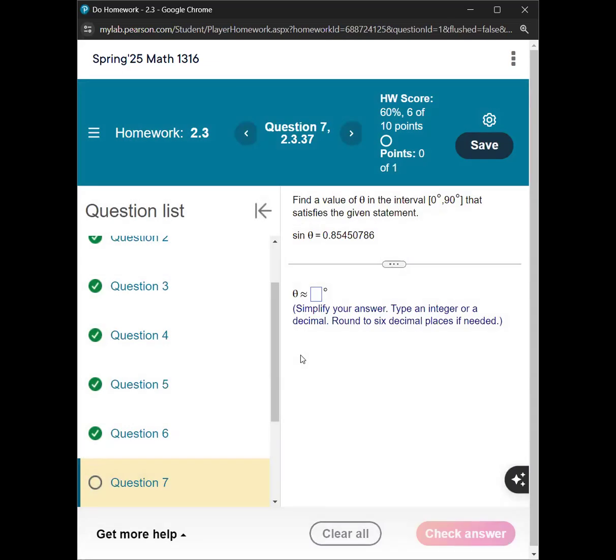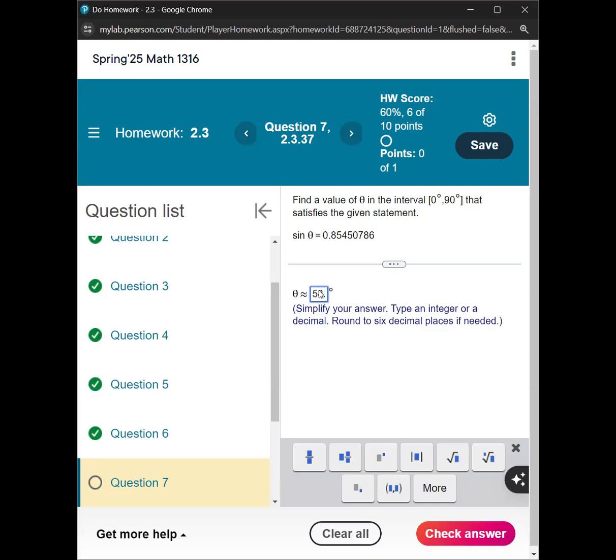Next question is, we have the sine of theta and we need to find the theta. So this part is going to change because we're going to use sine to the power of -1, or you can just simply write arc sine. And then we're going to also change the decimal from the previous question. This time the sine value is given as 0.85450786. So the angle will be 58.705408.